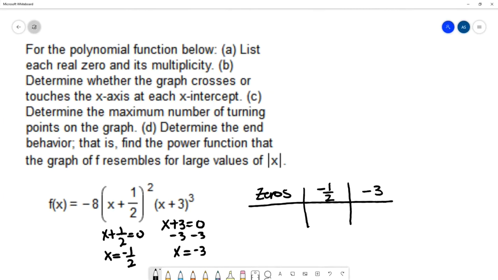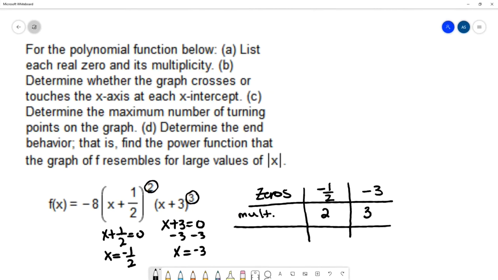We also want to identify the multiplicity of those zeros, and the multiplicity can be found using how many times those factors are repeated. So because we had a factor of x plus 1/2 and another factor of x plus 1/2, we say that -1/2 has a multiplicity of 2. And we have x plus 3 times x plus 3 times x plus 3. That zero has a multiplicity of 3.